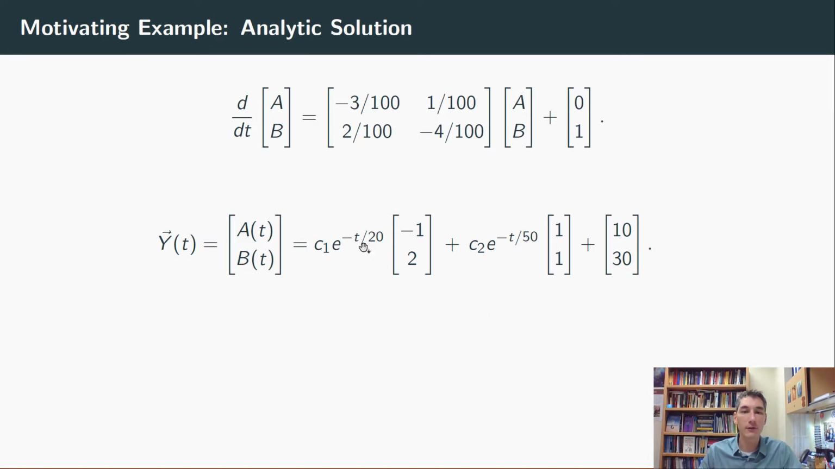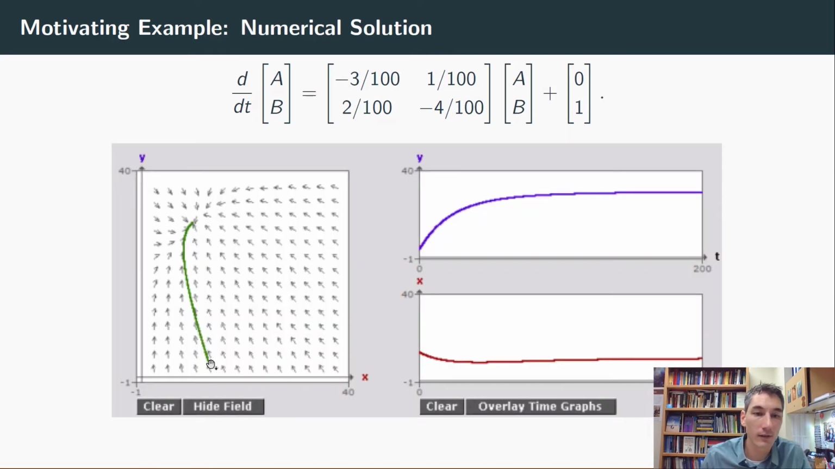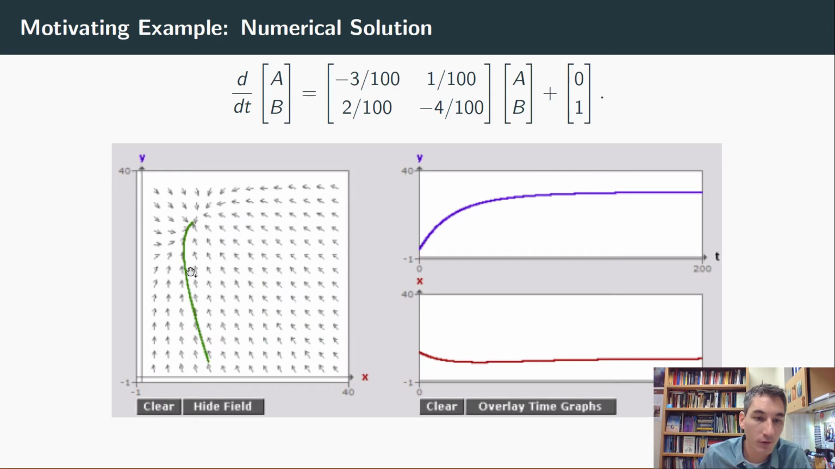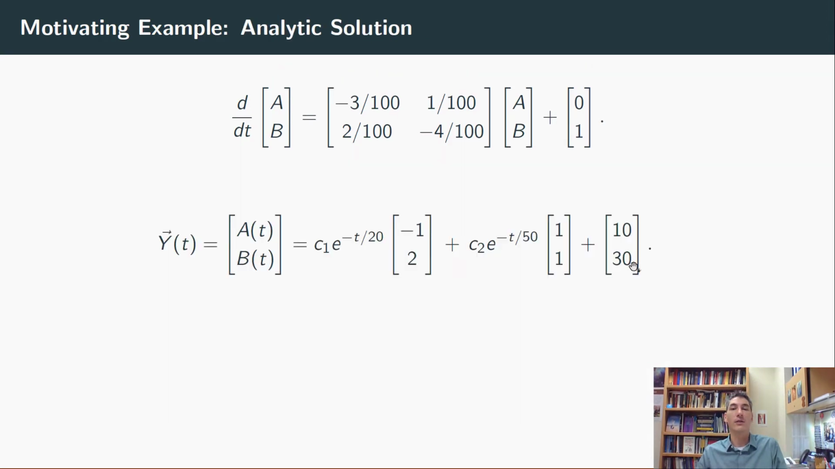And you can see that these are transient terms here and here. So if we go back to the numerical, that's exactly what's happening. For some initial condition, C1 and C2 are determined by the initial condition. And then over time, those transient terms burn off, and you reach the equilibrium state of 10, 30.